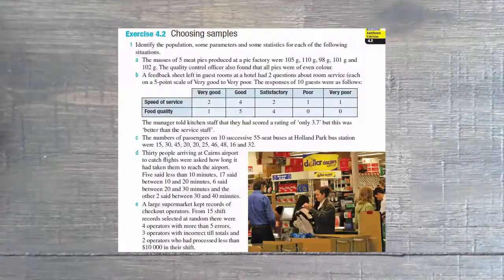In this video, we'll be looking at exercise 4.2, question 1e from New QMaths 12a. The response to this question regarding choosing samples involves a lot of writing, and writing in sentence form.